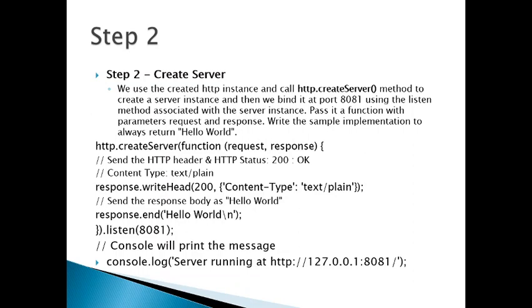Pass it a function with parameters request and response. Write a sample implementation to always return hello. For example, in this case, what we are doing, http.createServer, and we are writing the function with request and response. In that method, we are writing the required response. Although it is our third step to explain, the second step is to create the server and bind the server with a port. That is all for the second step.